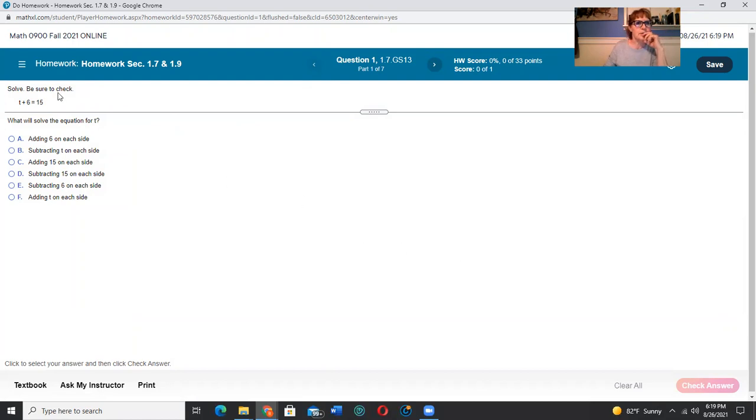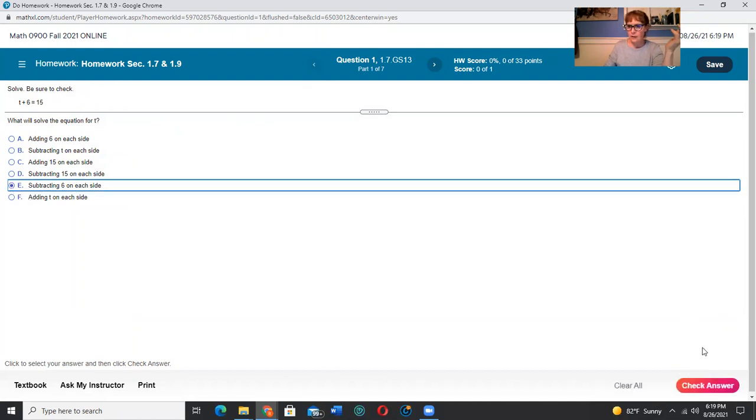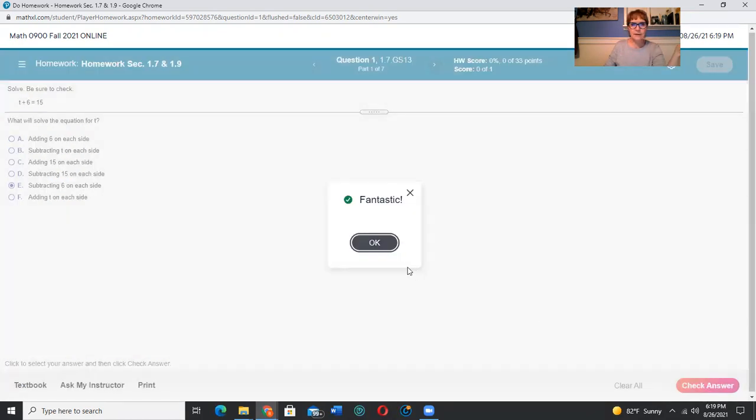So, all right, to solve this, what will solve the equation for t? Well, we would actually subtract 6 on each side. So we would pick E. Then you come down here to the bottom right of the screen and check answer. And it would say fantastic.